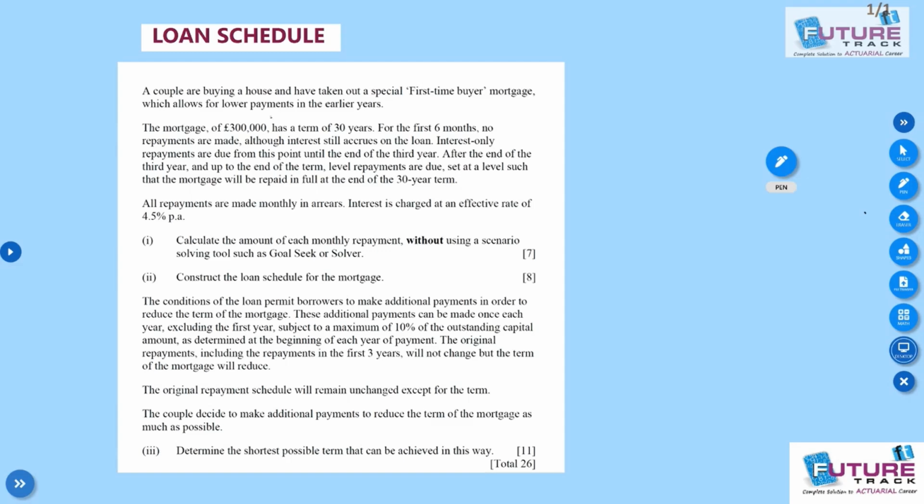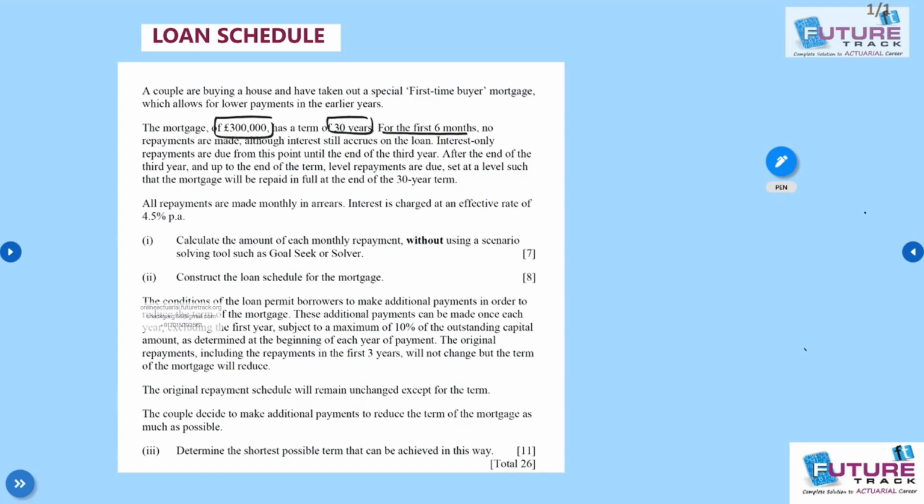The mortgage is of 3 lakh. So class, this is the amount of loan we have, and the term is 30 years. For the first 6 months, no repayments are made. That means the loan outstanding at the end of the 6 months will be 3 lakh into (1 plus i) raised to power 6 by 12, right? All the interest still accrues on the loan.